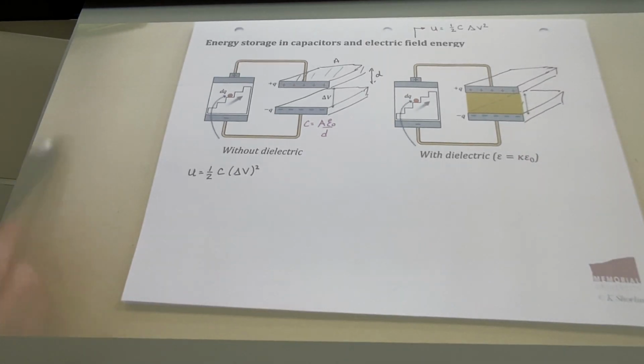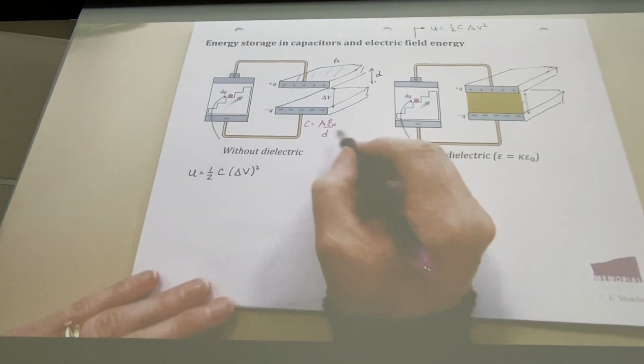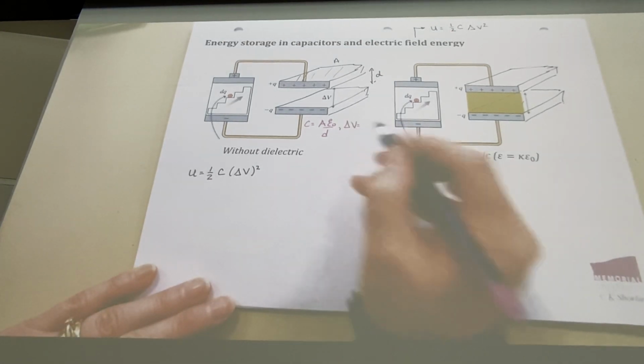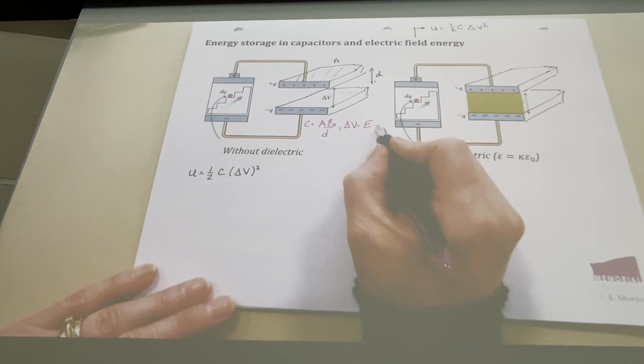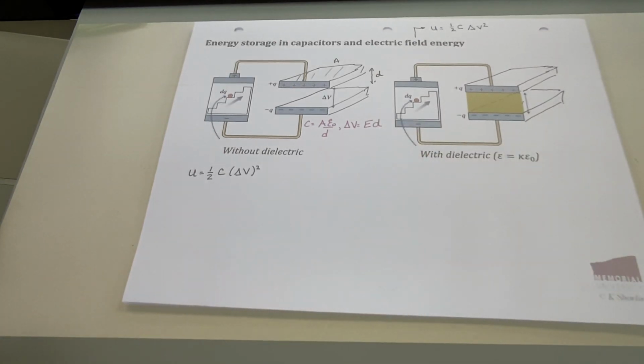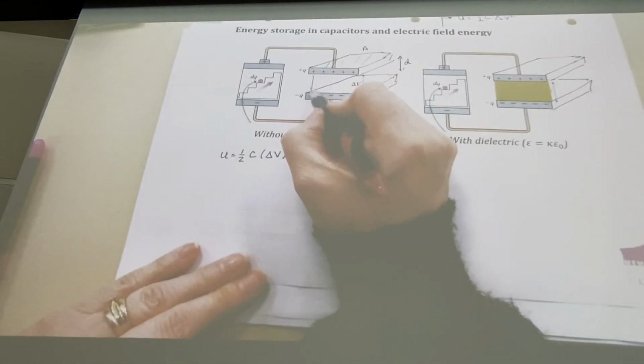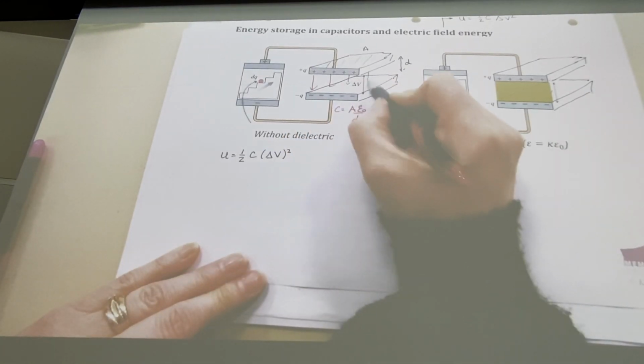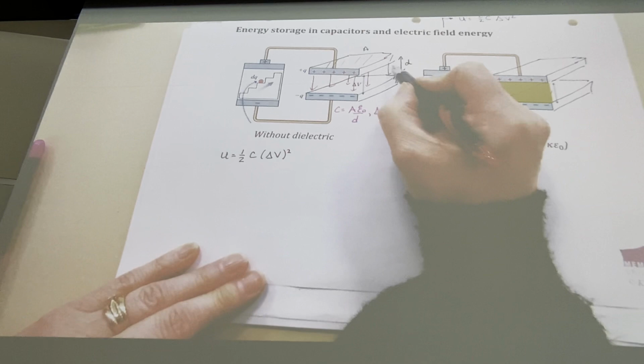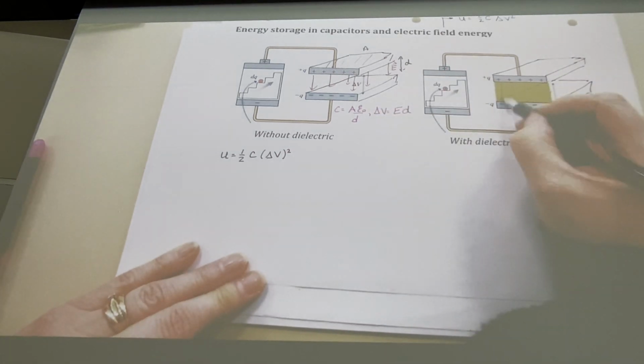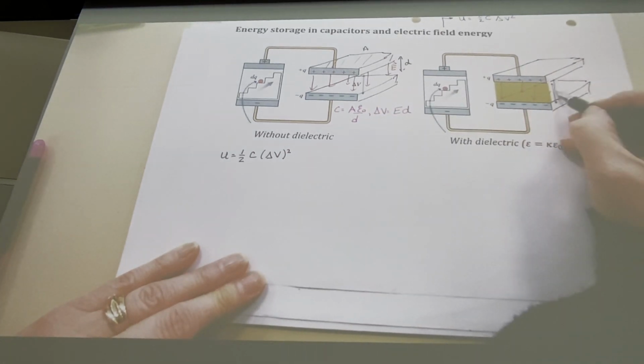And the potential difference between the plates, delta V, is the electric field times the distance between the plates. So when you get that separation of charge, it establishes an electric field between the plates, something like this. So there's the electric field, with and without the dielectric.